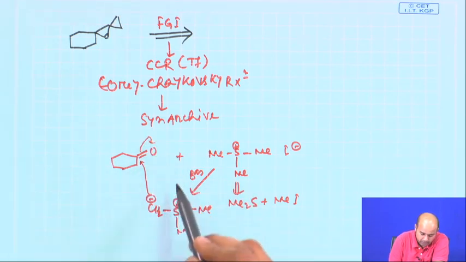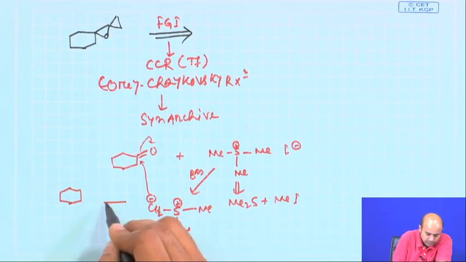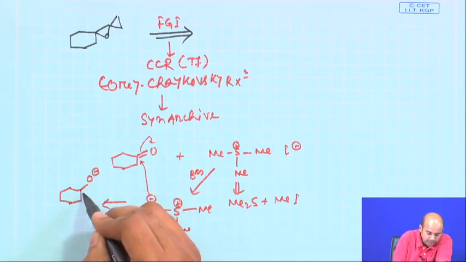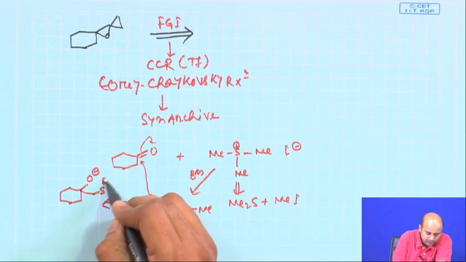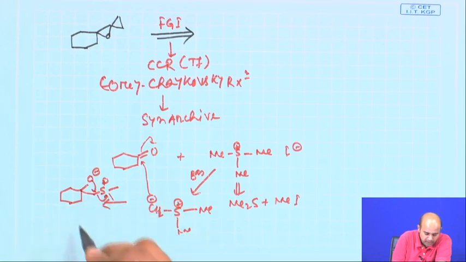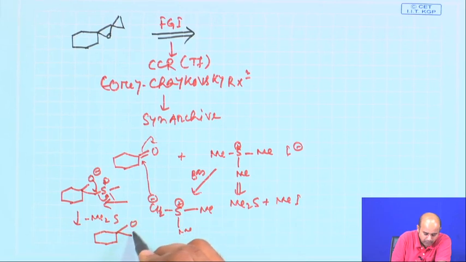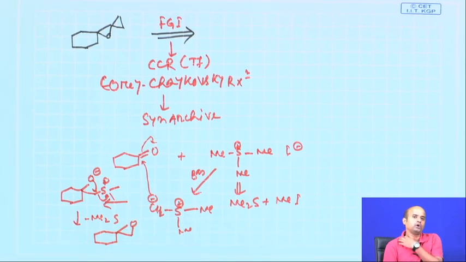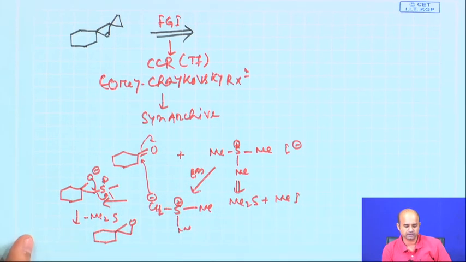Now, this O minus is attached to CH2, S plus, methyl. This O minus now attacks in an intramolecular SN2 fashion at this carbon-sulfur bond to release dimethyl sulfide and will give you an epoxide. This is one way of epoxide synthesis, through exploration of the Corey-Chaykovsky reaction.